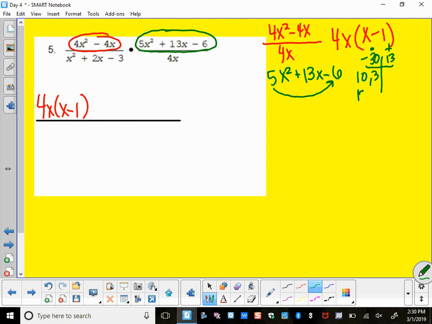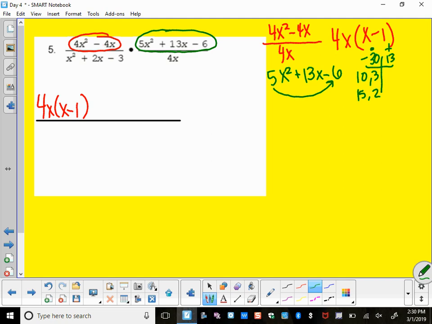Wait, 15 and 2. Let's see here. So, Jeffrey, in your calculator, if you need to find factors, you would go to your y equals, and then you would type in negative 30 divided by x. So you're basically typing in what you have to multiply to get it. And then you would have to go through and figure out the same thing that we're doing now.